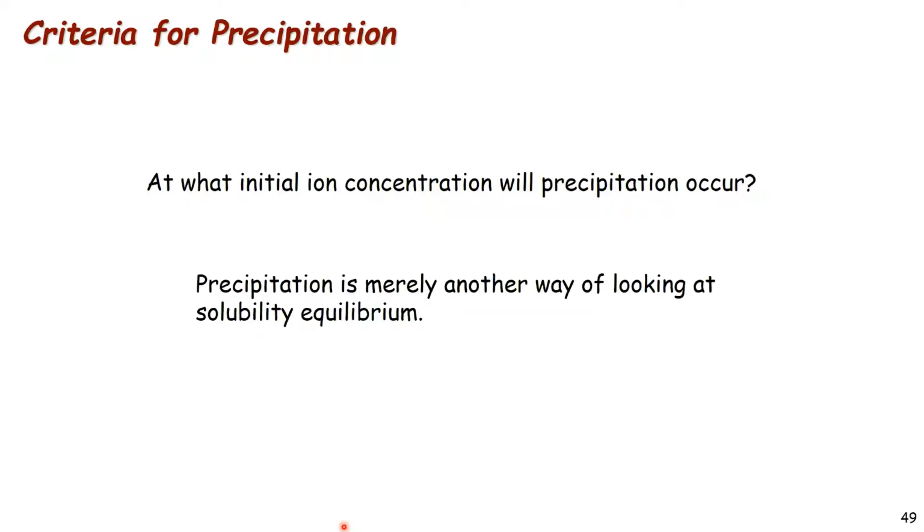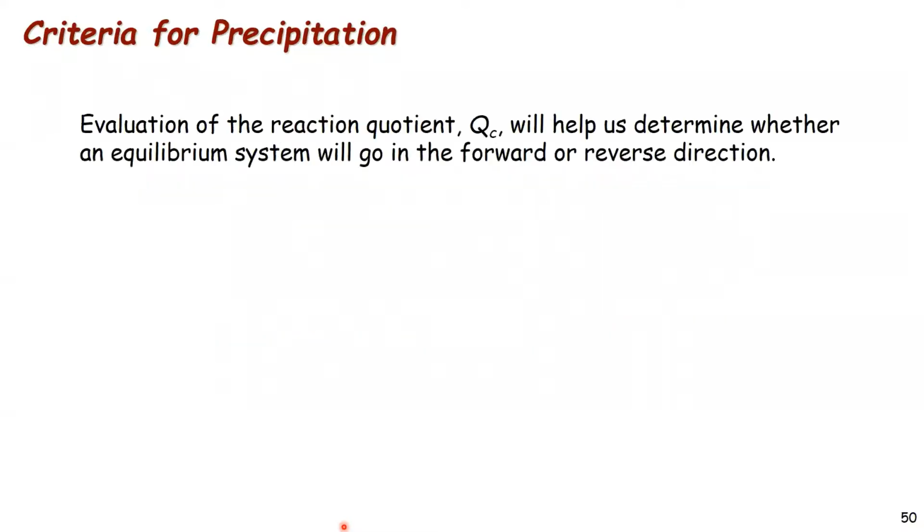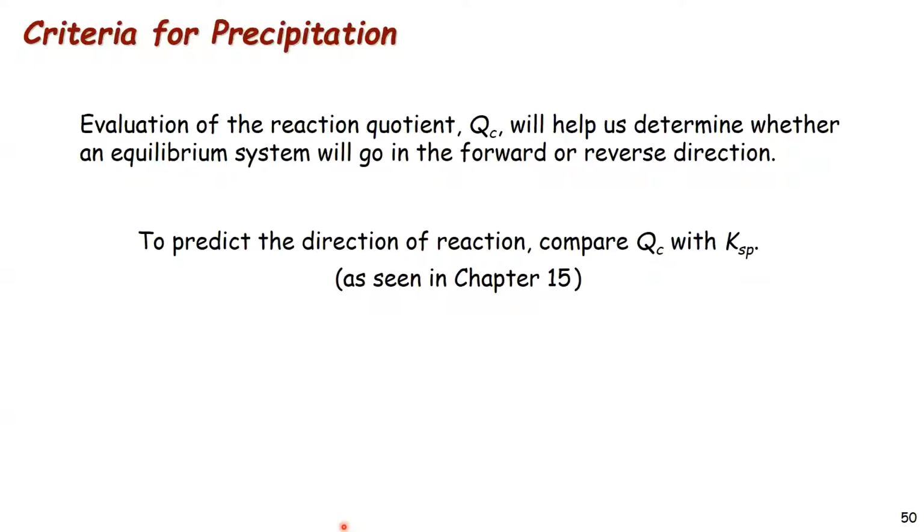So precipitation, again, is simply another way of looking at solubility. It's just the opposite, right? Precipitation is just the opposite of solubility. So evaluation of the reaction quotient is going to help us determine whether or not a particular salt is going to precipitate at given concentrations of the ions. To predict the direction of the reaction, we're going to compare Q with K.